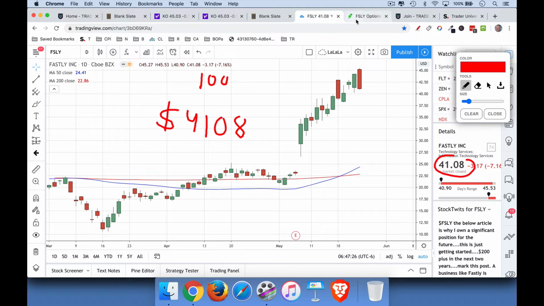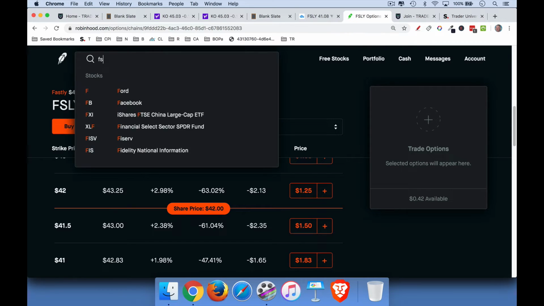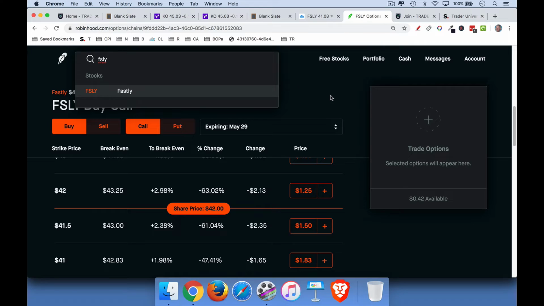Now, the nice thing about options is they give you leverage, which means you can make more money if the stock goes up. You also lose more money if the stock goes down. But I'm going to show you how to swing trade using call options here. So I'm going to go inside of Robinhood, and I just type in FSLY up here. I select it. It takes me here.